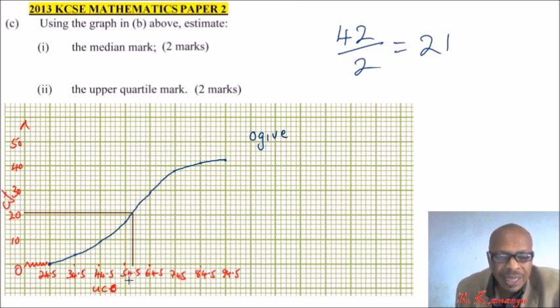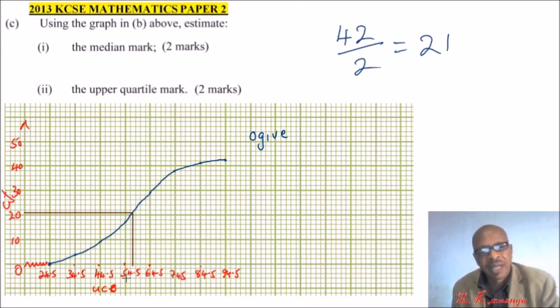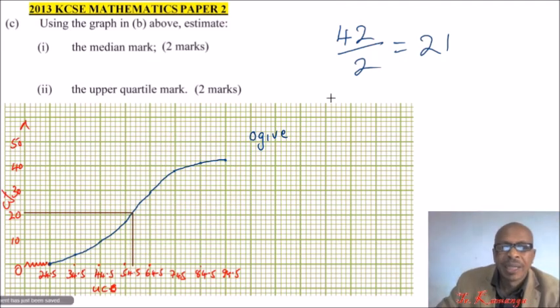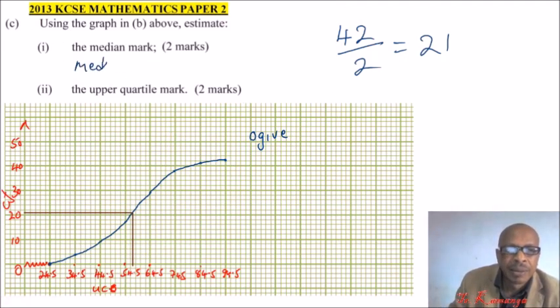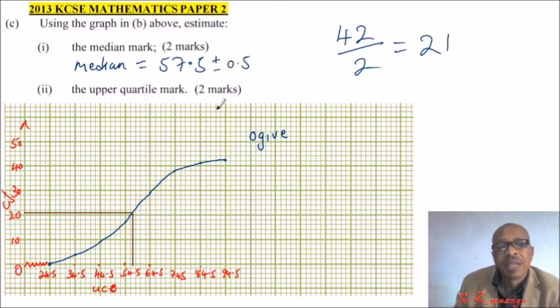This is 54, and because they are 10, it means that this represents 2, so this is 56.5 plus 1, 57.5. So we say the median is equal to 57.5, and you can say plus or minus 0.5, so that you accommodate for the error.